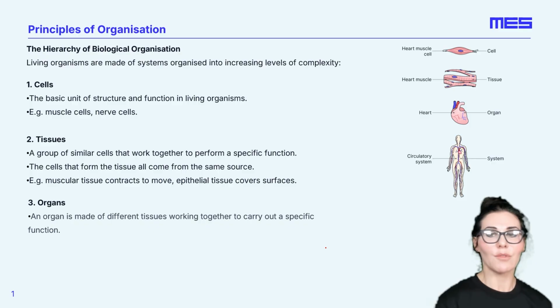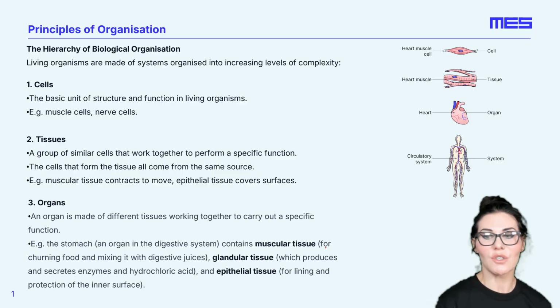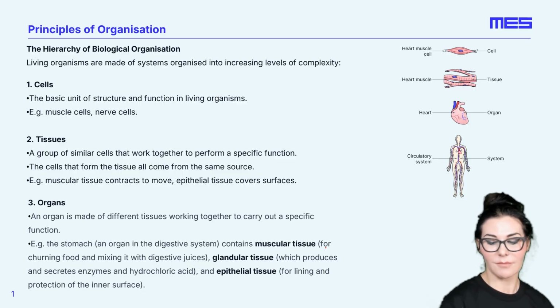Then we get the level called organ level, where different tissues carry out a common function, working together, like the stomach, for example, which is made up of muscular tissues, glandular tissues, epithelial tissues, all working together to help with the digestion of food that we take into our bodies.